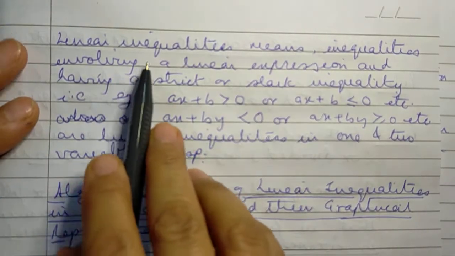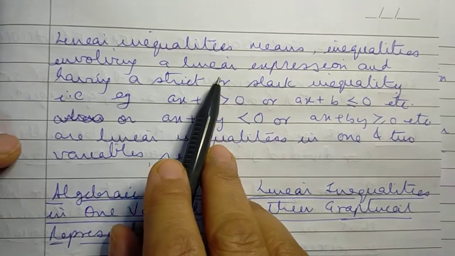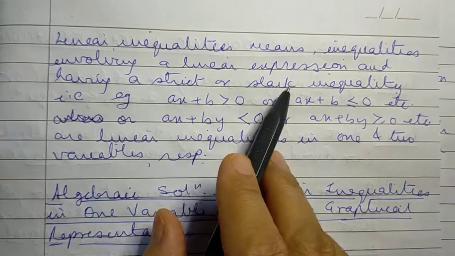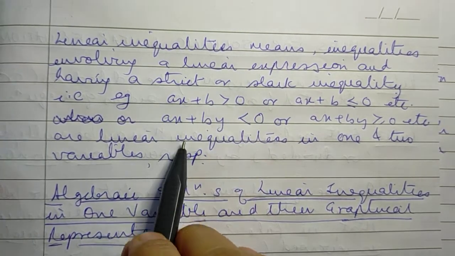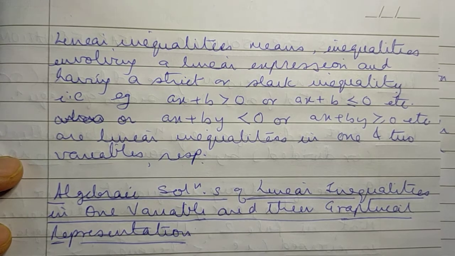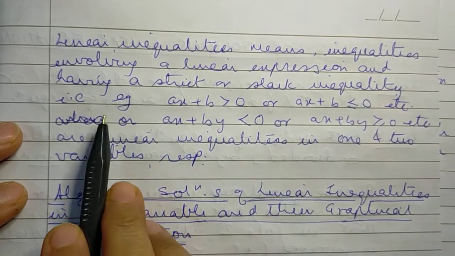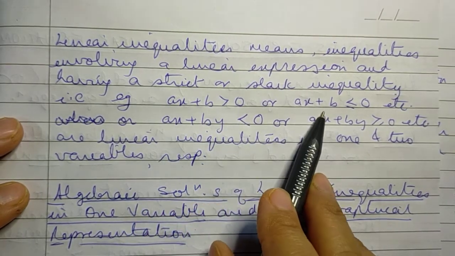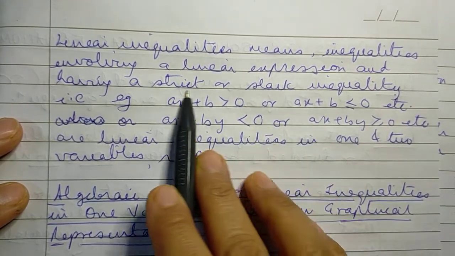Now by linear inequality we mean an inequality which involves an expression that is linear in x and y. It may be in one variable, it may be in two variables, but it is linear, meaning the maximum power of x or y is 1. And it may have a strict inequality, it may have a slack inequality. For example, an expression of the type ax plus b greater than 0 or ax plus b less than or equal to 0. These will be linear inequalities in one variable.